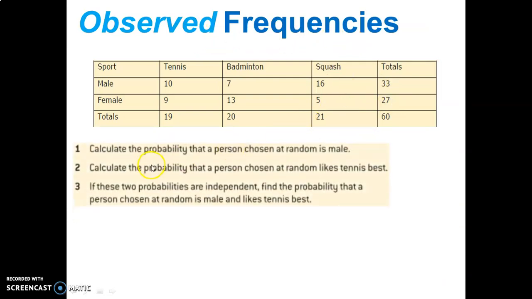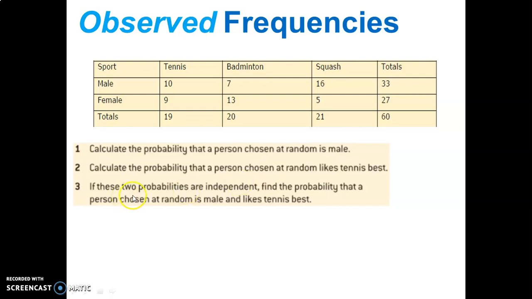Next questions are these. Calculate the probability a person chosen at random is male. So let's say we have this group now. What's the chance of selecting a male from this group? Next, calculate the probability a person chosen at random likes tennis. So how many prefer tennis?